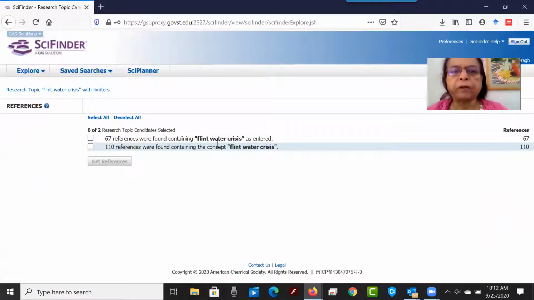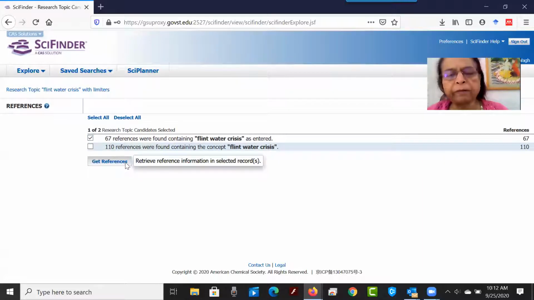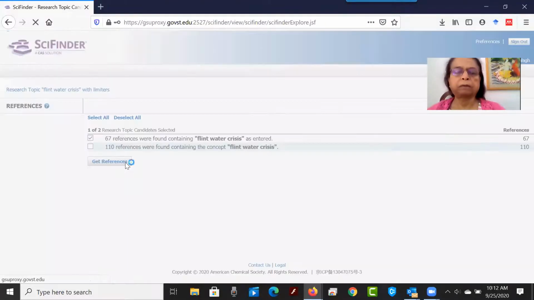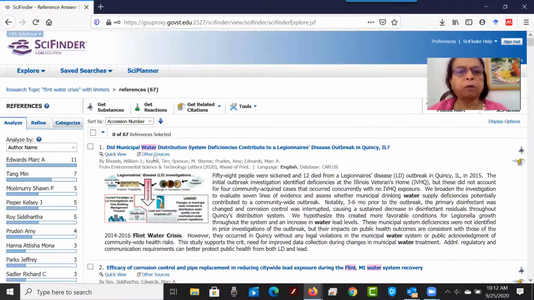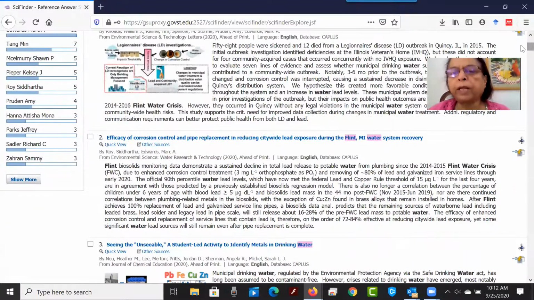There are 67 of them, right? So I'm going to look at these and say get references. And here are what you have to go through. This is not what I want, because it's in Quincy. I don't want Quincy, I want only Flint. So I'm going to Flint, Michigan water system recovery.